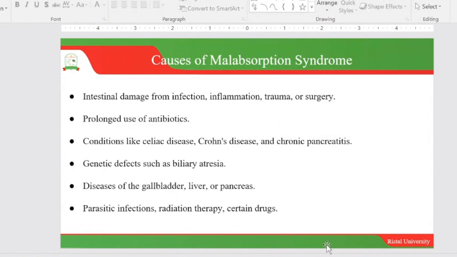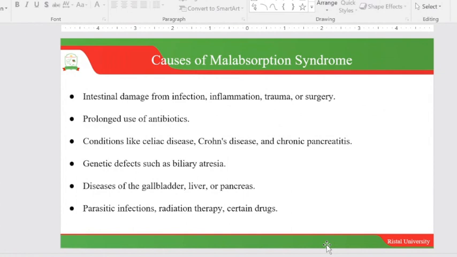Now the causes of this malabsorption syndrome: we are looking at intestinal infection and inflammation, and also trauma or surgery. Remember the types of surgeries that we are looking at. Also irritable bowel syndrome.